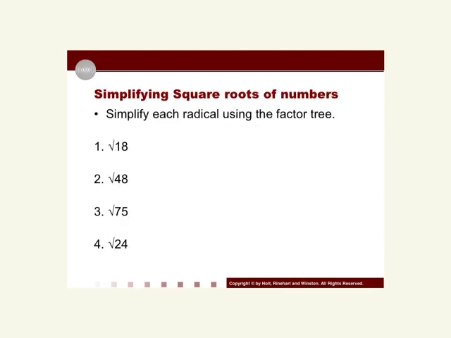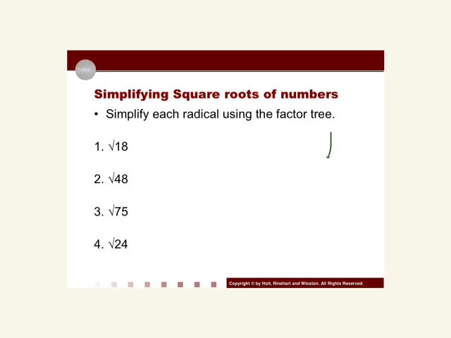Alright, let's jump right into simplifying radicals. We're going to start off with just numbers here, and then we'll work our way into adding some variables in. So simplify each radical, and they want you to do so by using the factor tree. That's going to be the easiest way. So the square root of 18.